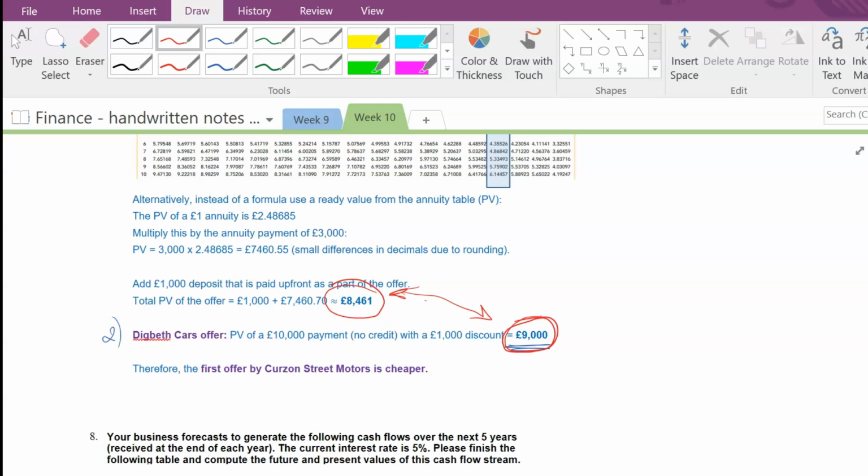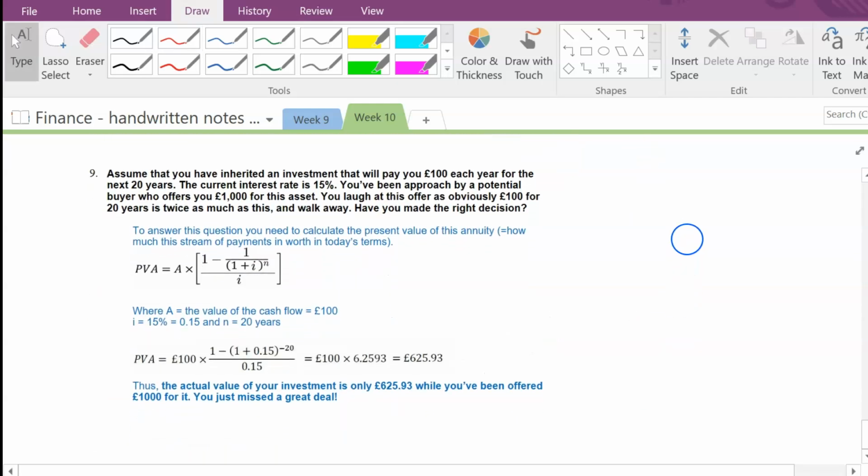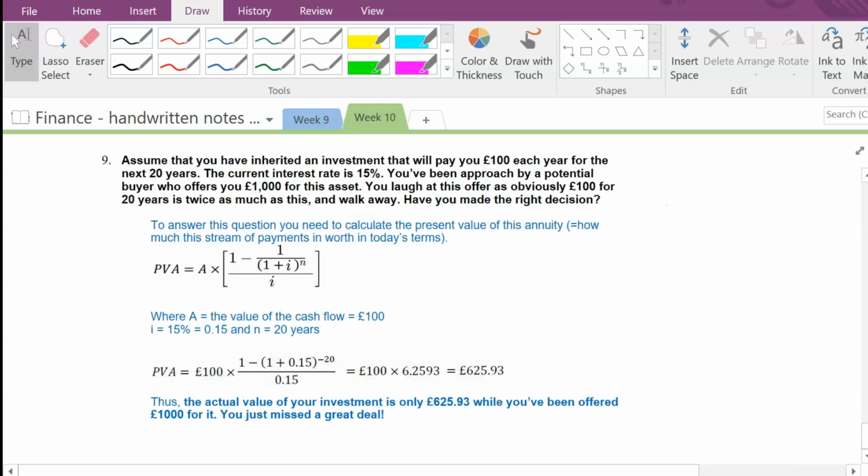No? Another interesting exercise 9, slightly different again. I'm trying to show you solutions to different types of exercises so that you're more or less familiar how to deal with different types of questions. Here, we have inherited an investment which will pay £100 each year for the next 20 years. So again, it's an annuity. Annuity is £100. The term of the annuity is 20 years. This is the cash flow, and it is 20 years.